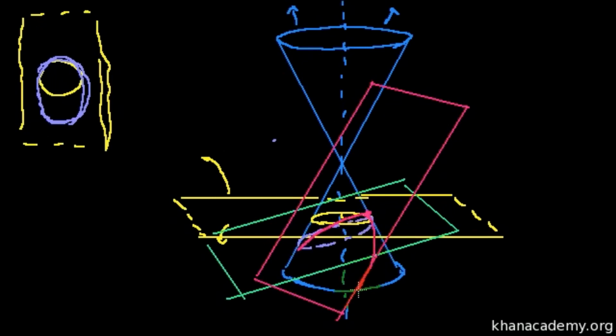It would look like that, and it would keep going down. So if I were to draw it, it would look like this. If I was right above the plane, if I were to just draw the plane. And there you get your parabola.